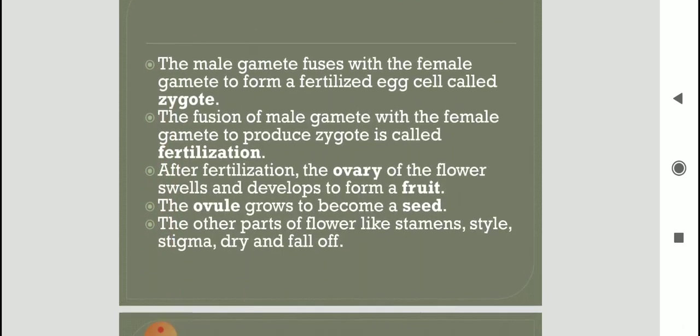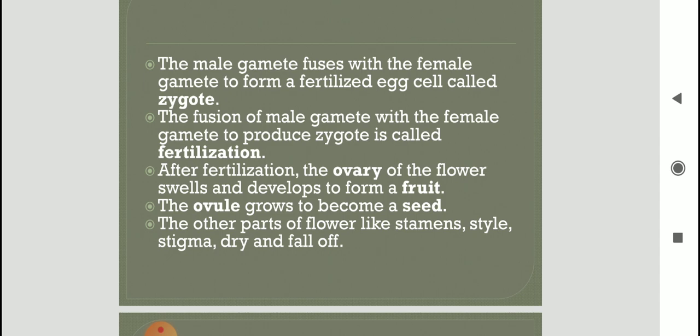So the male gamete fuses with the female gamete to form a fertilized egg cell called zygote. When the fusion takes place, the egg cell gets fertilized and we get a zygote. This process of fusion of male gamete with the female gamete is called fertilization. Now what happens after fertilization? The ovary of the flower will swell and it develops to form a fruit. The ovule matures to form a seed.